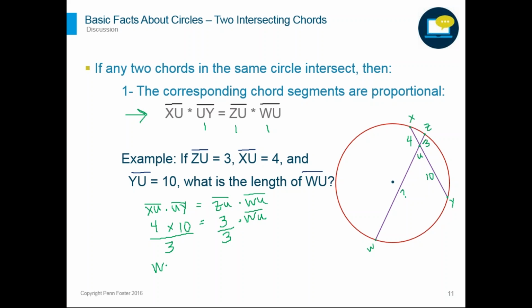So that will give you WU equals, do the math here, 4 times 10 over 3, which will give you 13.3 units. So that would be the length here for this chord segment, I'm sorry.